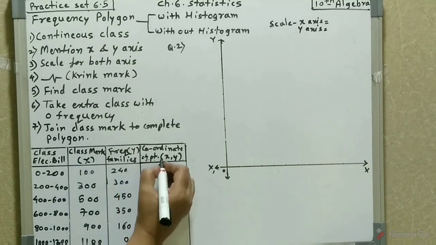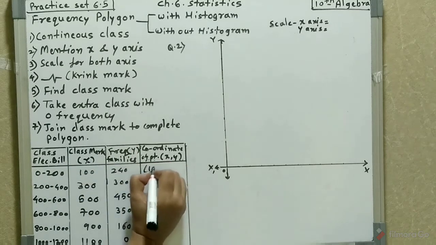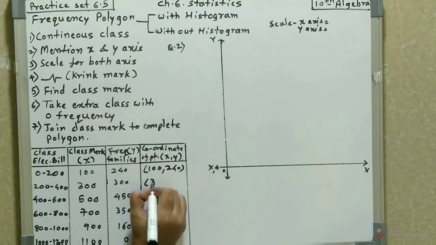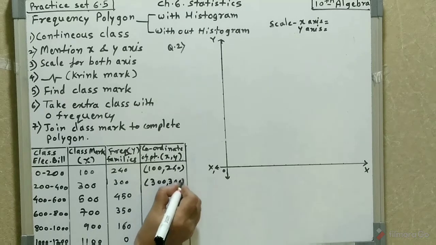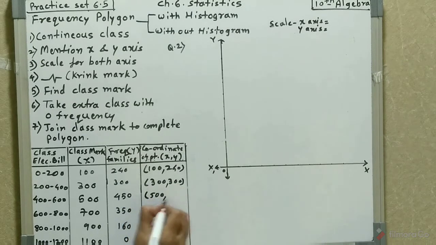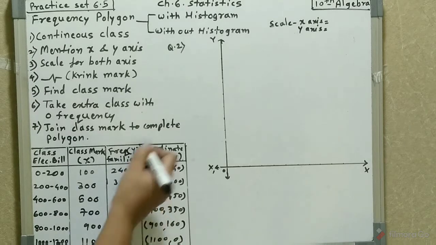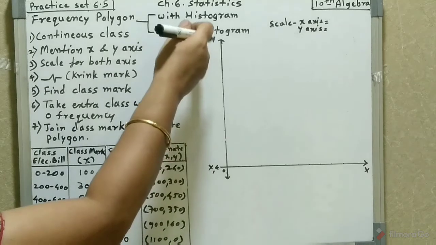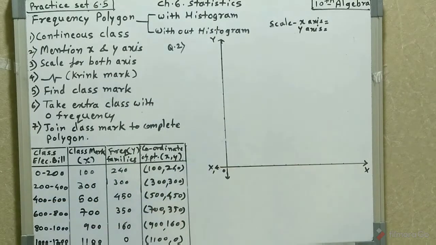So the first coordinate: x is 100 and y is 240. Then the next one, 300, 300. Then 500, 450. Then 700, 350. And 900, 160, and 1100, 0. So these are our coordinate points. We plot these points on the graph. Here is the y-axis, here is the x-axis.